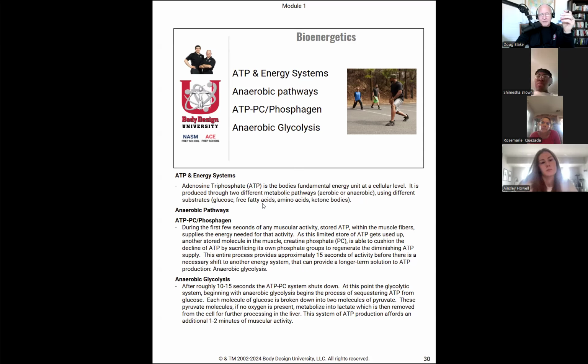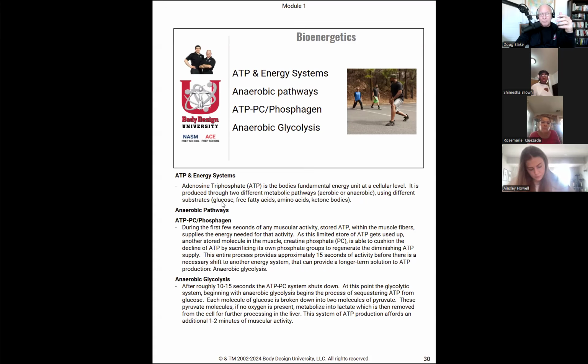Okay. Free fatty acids come from what? Fats, right? Amino acids come from where? Proteins. And then we have what we call ketone bodies. Ketone bodies are simply a byproduct of the breakdown of fats. So ketone bodies come from a metabolic pathway that we see generally in the liver with the breakdown of fats.